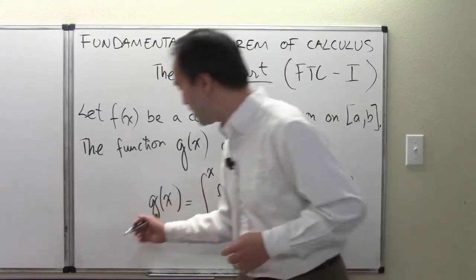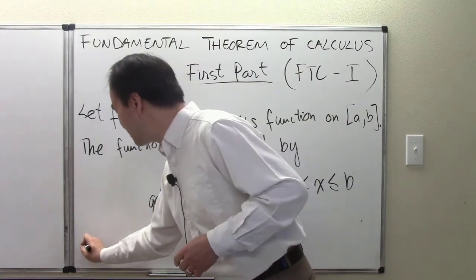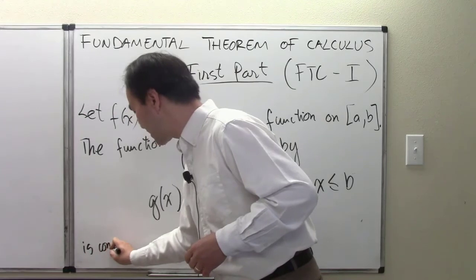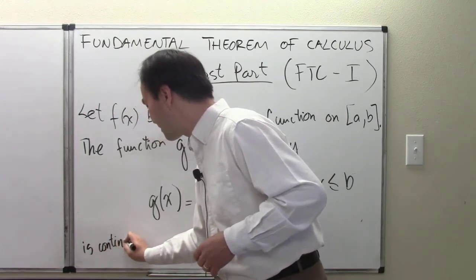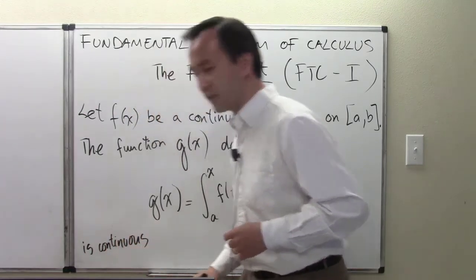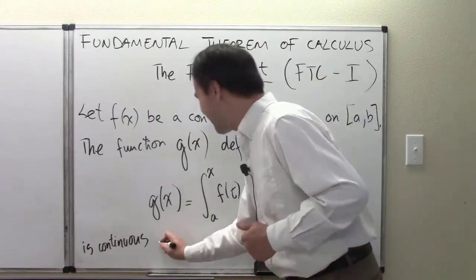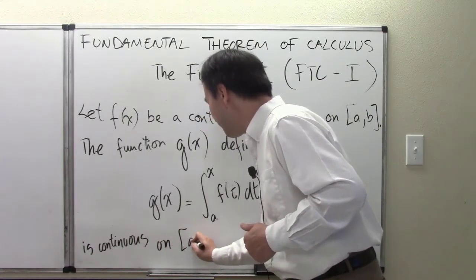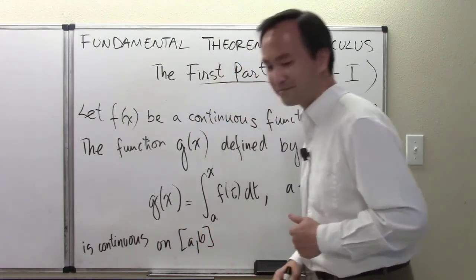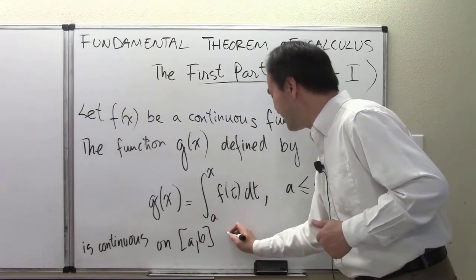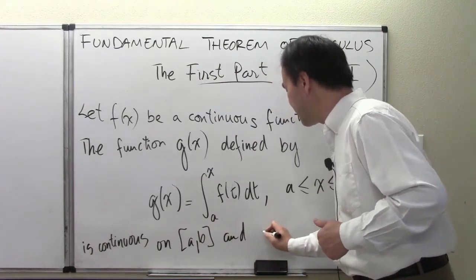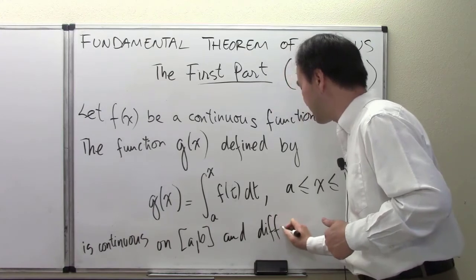So that function must be a continuous function. That's one thing for clear. Must be a continuous function on the interval from a to b, of course, and differentiable.